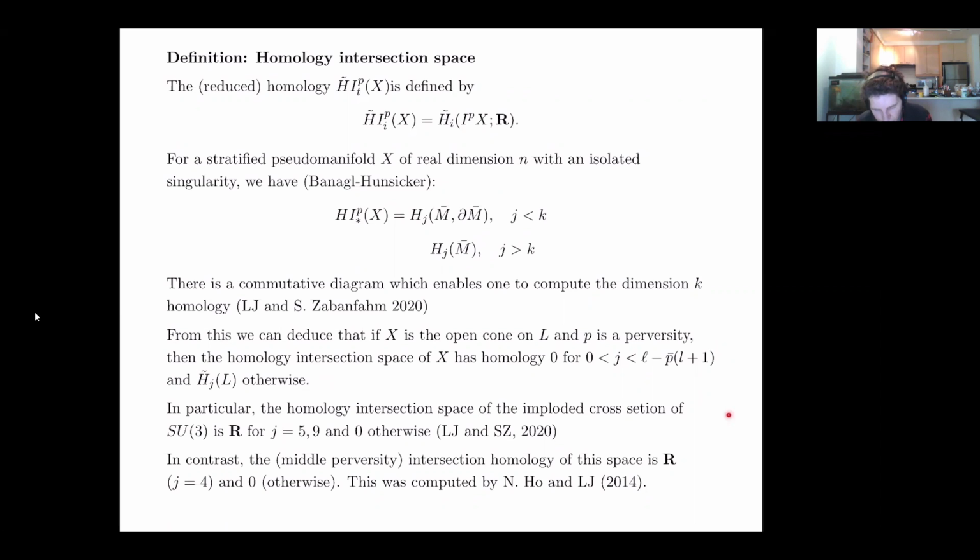In particular, the homology of the intersection space of the imploded cross-section of SU3 is the real numbers for J equals 5 or 9 and otherwise equal to 0. Nunn-Koho and I were able to construct the intersection homology of the imploded cross-section of SU3, and we showed that it was equal to the real numbers for J equals 4 and 0 otherwise. So the homology of the intersection space is not the same as the intersection homology in this case.